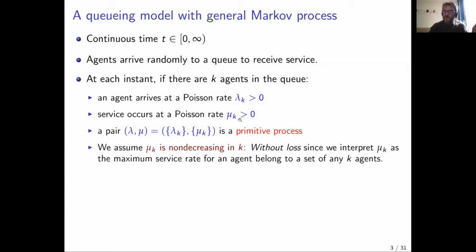Similarly, agents are going to be served. Agents waiting in the queue are going to be served according to a Poisson process again at rate mu k, where again this service rate may depend on the number of agents in the queue.